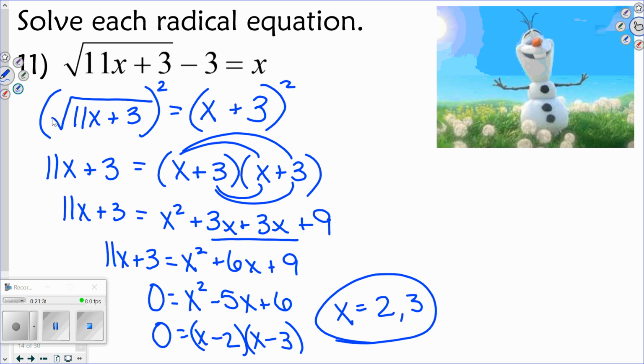Is that working? Somebody check 2? Somebody check 3? Yep, you can end up with both of them work. You can end up with both of them don't. Or you can end up one does and one doesn't. Just never know.